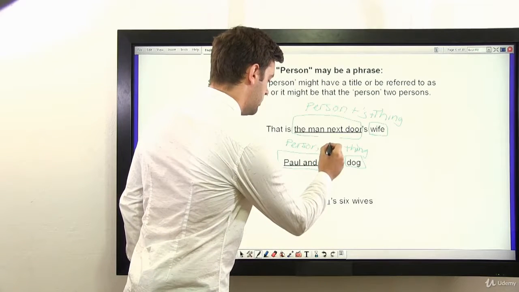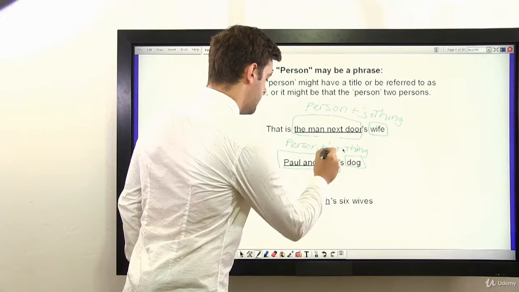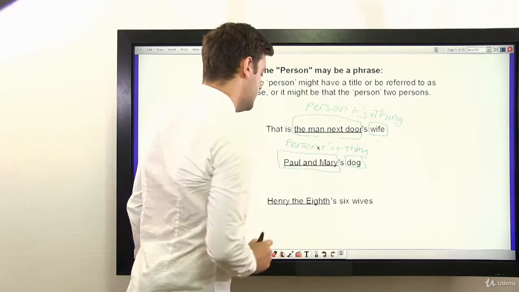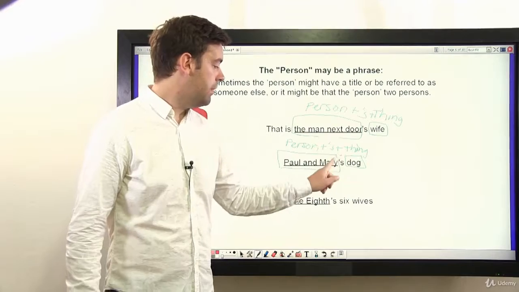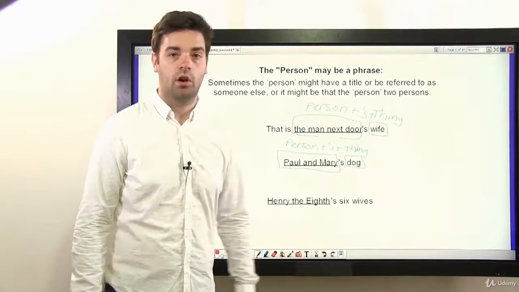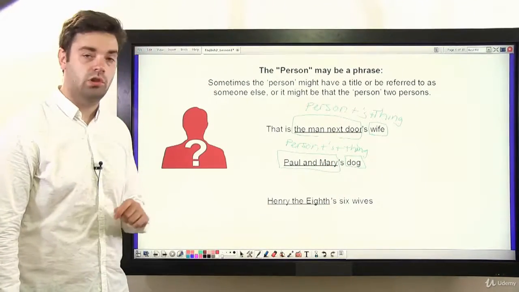Plus apostrophe S plus thing. So we have the person, Paul and Mary, plus apostrophe S, plus dog, the thing. So Paul and Mary's dog.